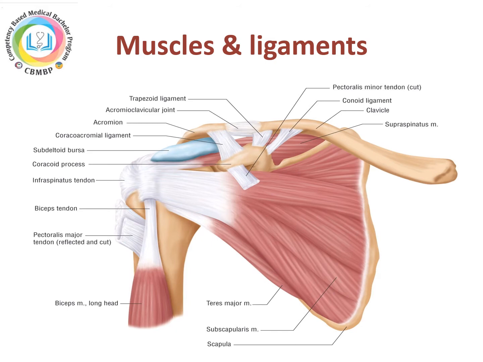The soft tissues around the shoulder joint are the muscles and the ligaments. About the ligaments, the three most important ligaments that support the shoulder joint are the coracoacromial ligament between the coracoid process and the acromion, the acromioclavicular ligament between the acromion and the lateral end of the clavicle, and the coracoclavicular or conoid ligament between the coracoid and the clavicle. These are the three important ligaments that support the shoulder joint.